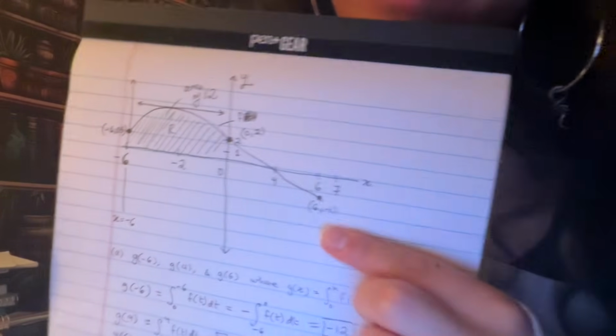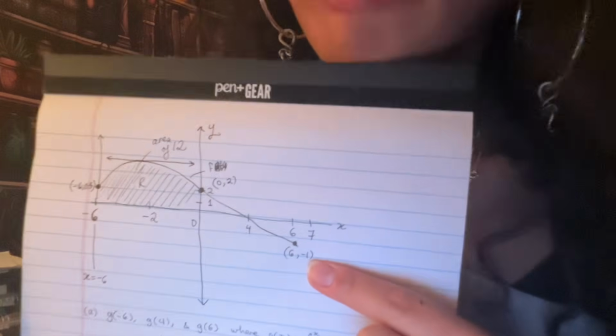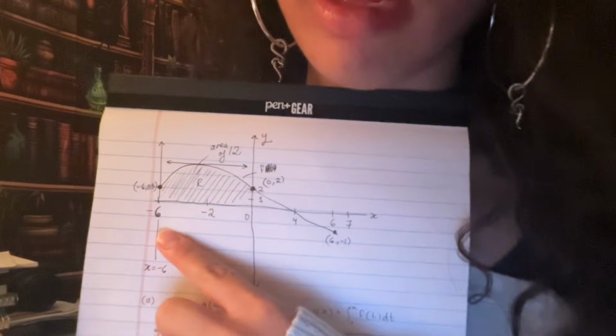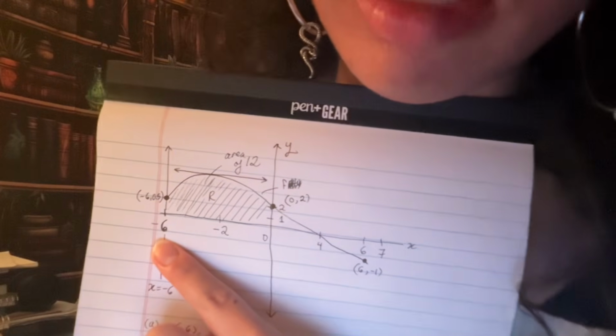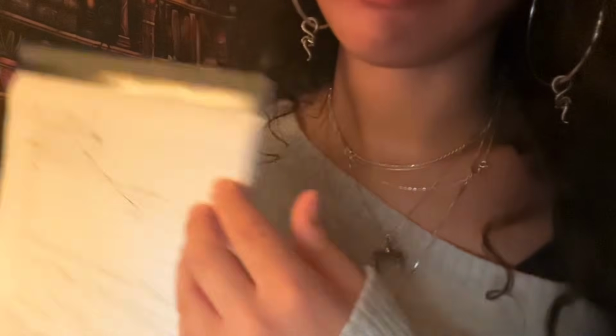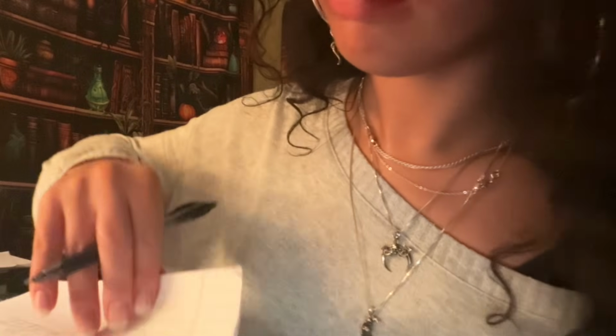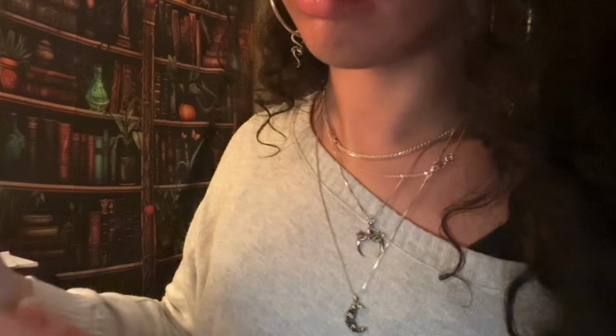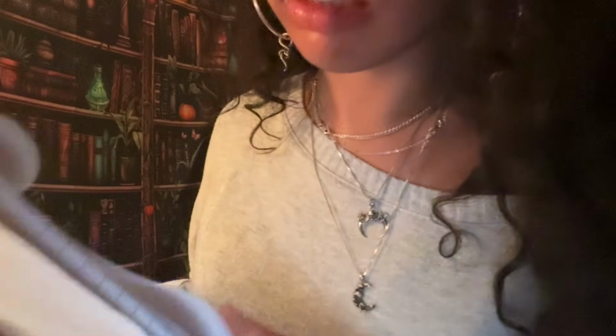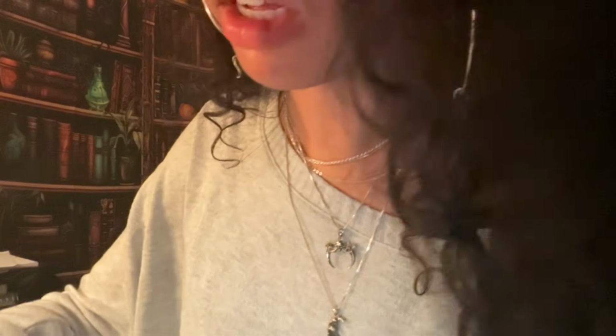f of x is equal to -1, and f of -6 is equal to 0.5. So this is just equal to -1 minus 0.5, which equals -1.5.